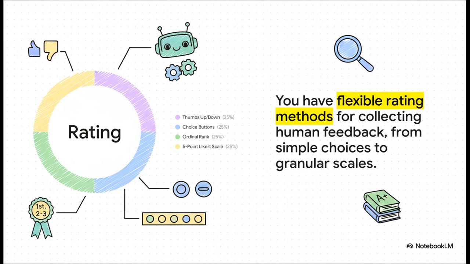And you get a ton of options for how you want people to give that feedback. You can keep it simple with a thumbs up/down. You could show them 2 responses and have them pick the best one. You could ask them to rank several options from best to worst. Or, for more detail, you can use a classic 5-point scale. You get to design the right feedback method for the question you're asking.